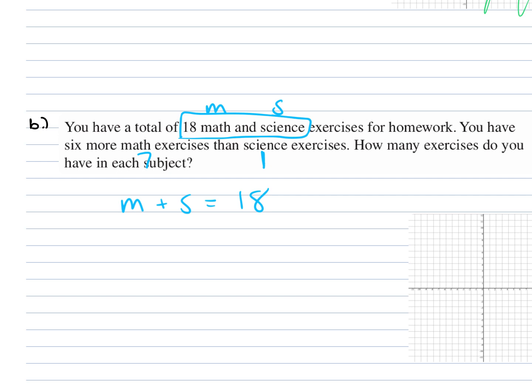So I would just take my science and add what to it to equal the math? Add 6. So the science plus 6 is equal to the math. Now 7 and 1 don't work because we know it has to equal 18, but that's just an example. So it's 6 more to the science is math.